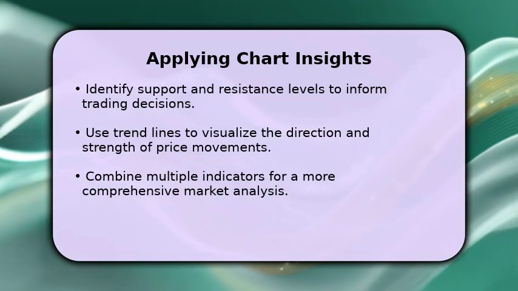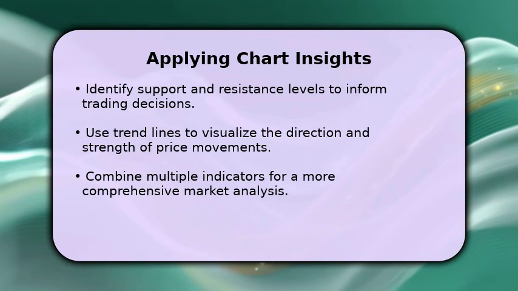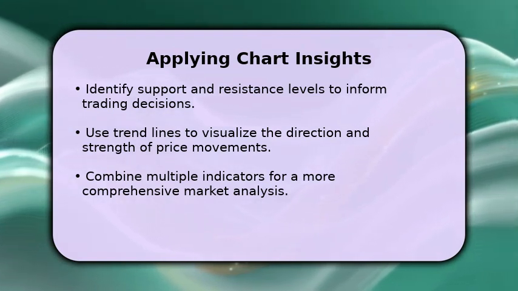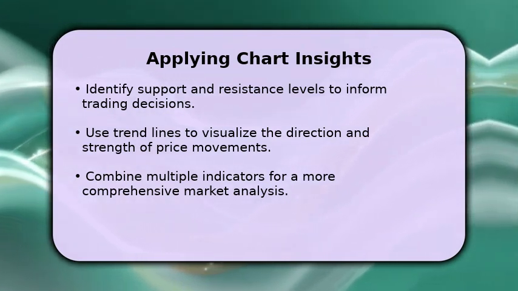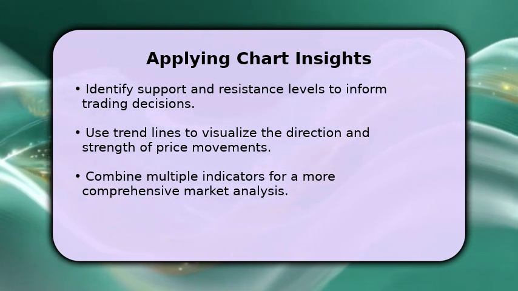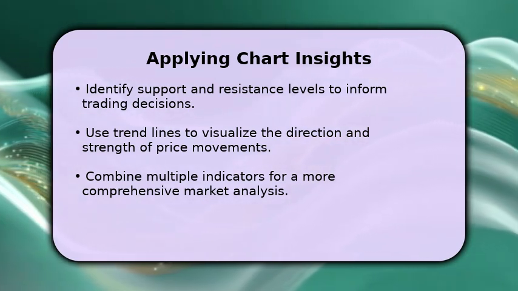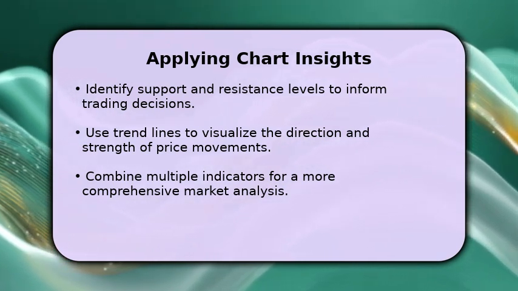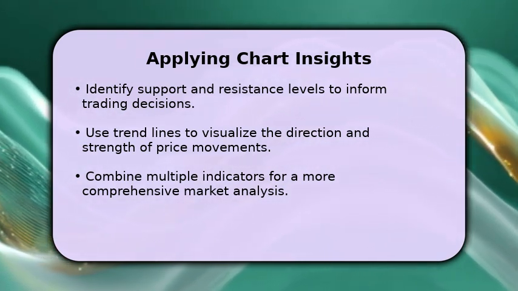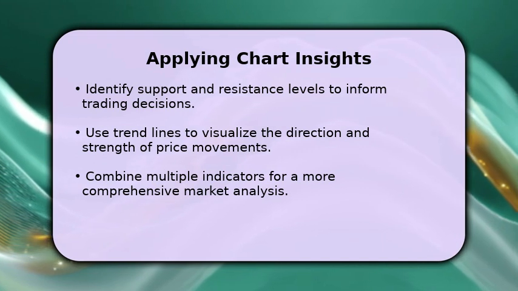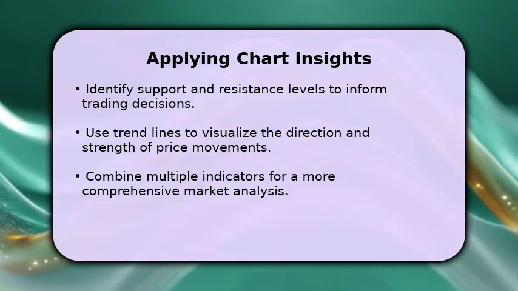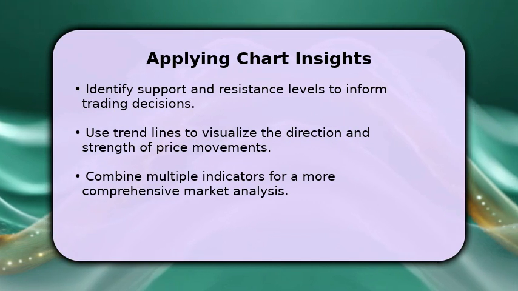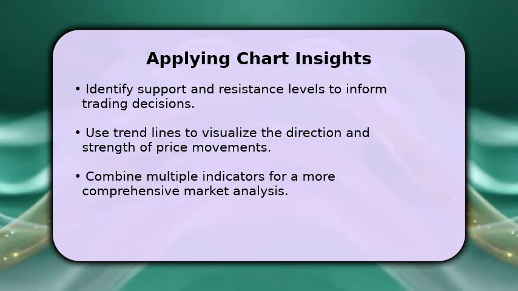Now, let's apply these insights. You can identify crucial support and resistance levels directly on your charts, which are vital for making informed trading decisions. Drawing trend lines helps visualize the direction and strength of price movements, giving you a clearer market perspective. For a more robust analysis, combine 2 or 3 different indicators, allowing you to confirm signals and build greater confidence in your investment strategies.